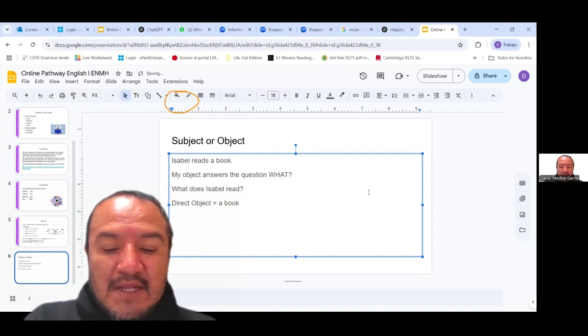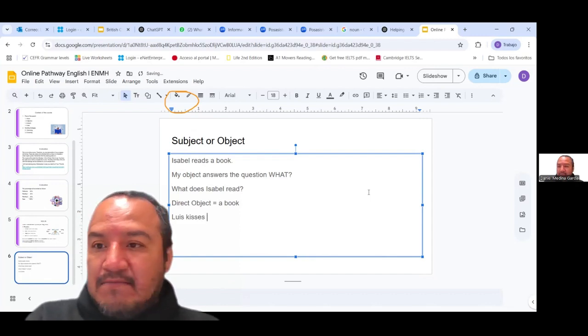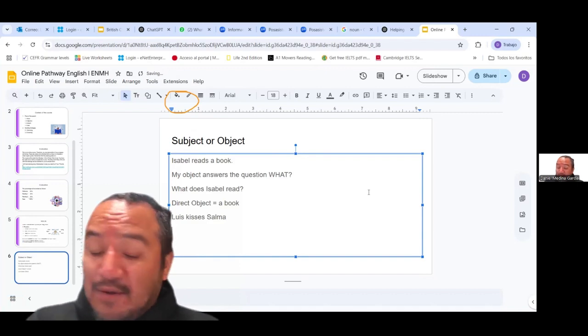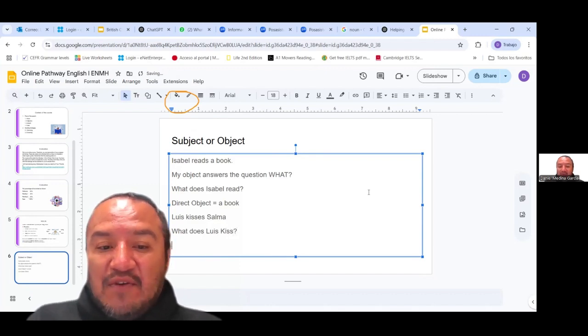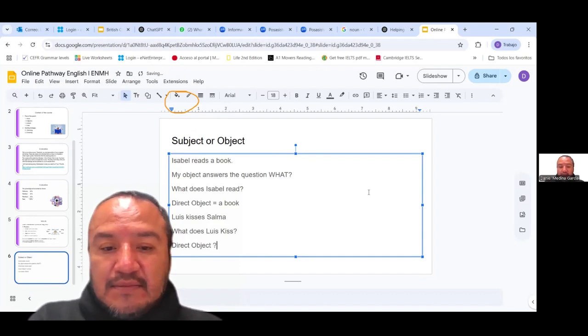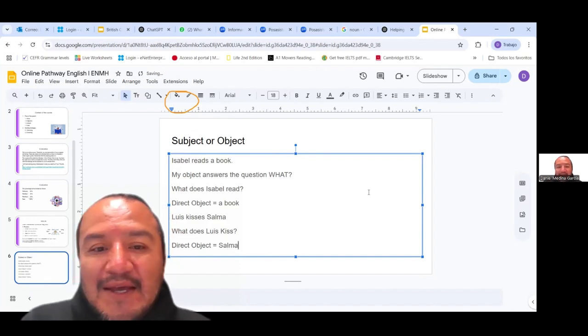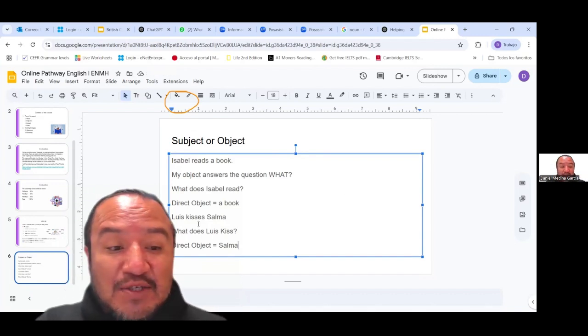Let's do it with something more understandable. And you say, Luis kisses Salma, no? So I ask the question, what does Luis kiss? And we find the direct object. Direct object. This is Salma. Okay? The subject is Luis because Luis performs the action and Salma receives that action.